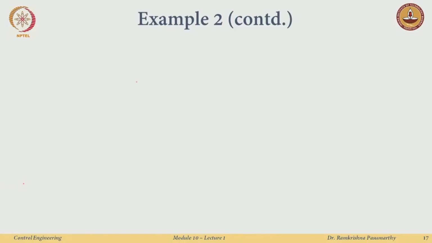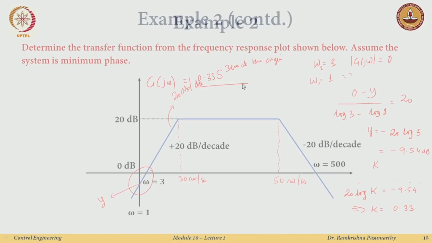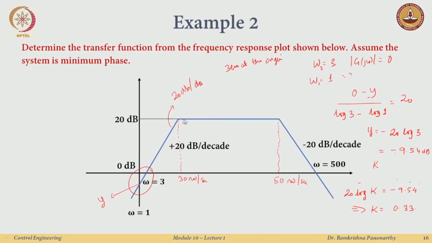Now I just want to write down my transfer function. G of j omega, I know it has a 0 starting from the origin, and a gain of 0.33. What happens after this? From here till here I have a pole, right? My slope decreases from 20 dB per decade to 0. It is like a minus 20 from here, so there will be a pole. Now, what is the corner frequency corresponding to that pole? That will be 30 radians per second.